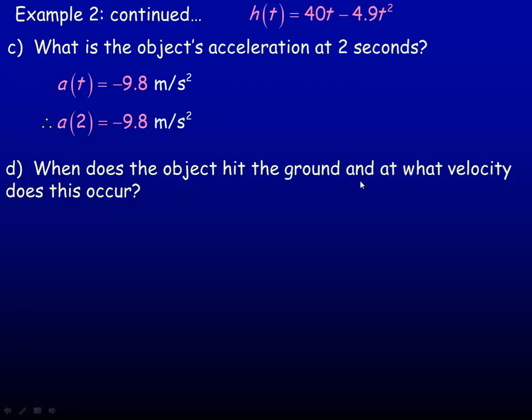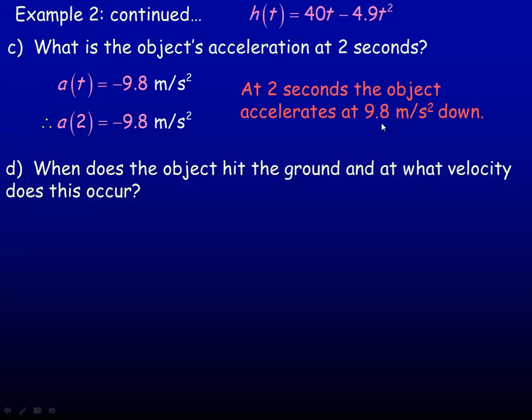D, when does the object hit the ground, and at what velocity does this occur? Well, at 2 seconds, the object accelerates at 9.8 meters per second squared down. So, it took 4.08 seconds to rise to its highest point, and so it would take the same amount of time to fall. So, 4.08 seconds up, 4.08 seconds down. So, a total of 8.16 seconds occurs between when it's launched to the highest point and then back down to the ground again. So that's the when part.